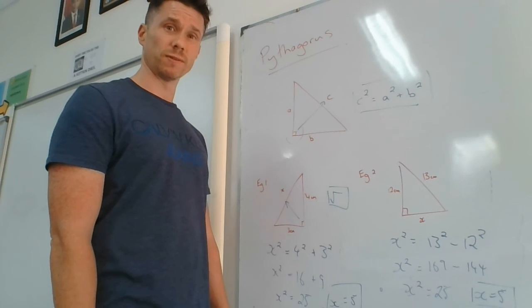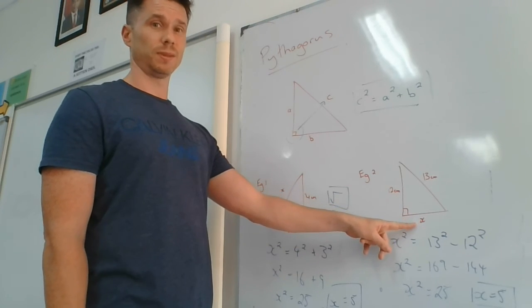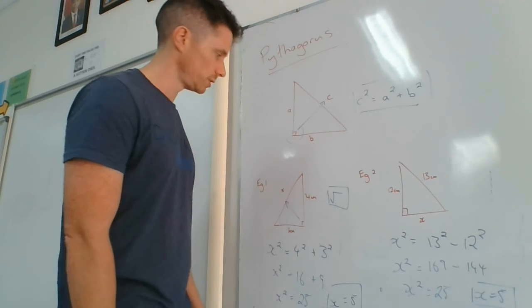And yeah, it's always a positive answer. Make sure your answer makes sense. So this would make sense to be 5 because it's the shortest side of the three. Makes sense, so it's going to be smaller than 12 and 13.